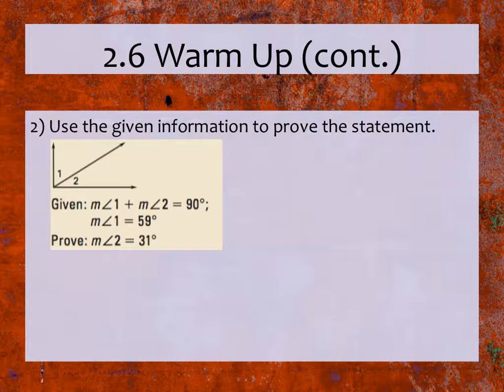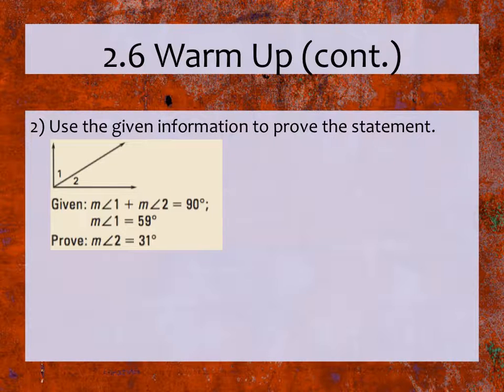All right. Number 2 says use the given information to prove the statement. So this is your blank, open-ended. You've got to come up with the steps all on your own. So the given says that the measure of angle 1 plus the measure of angle 2 equals 90 degrees. And the measure of angle 1 is 59 degrees. And you're trying to prove that angle 2 is 31 degrees.